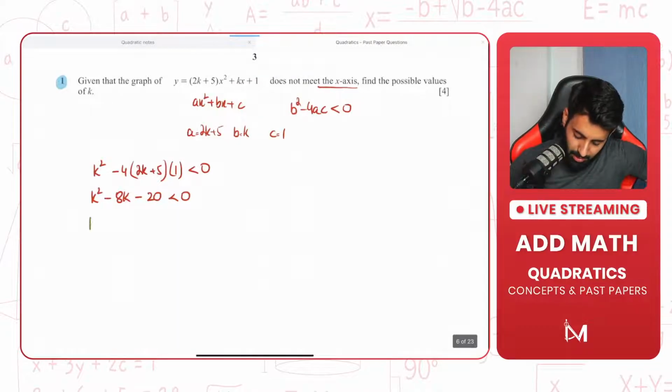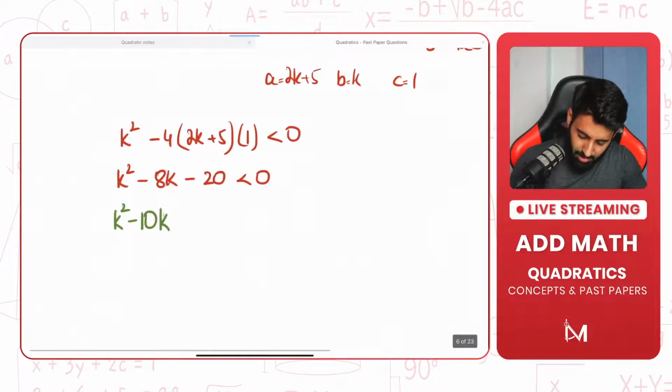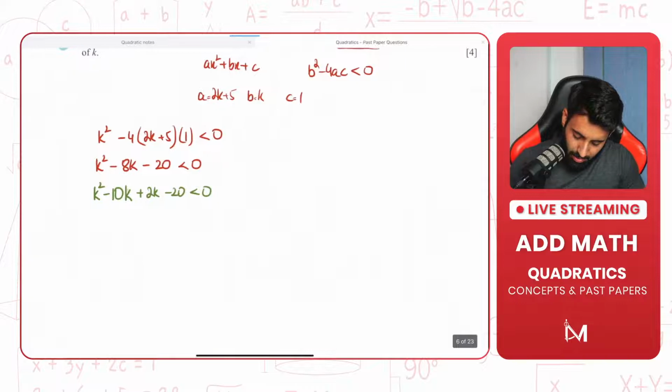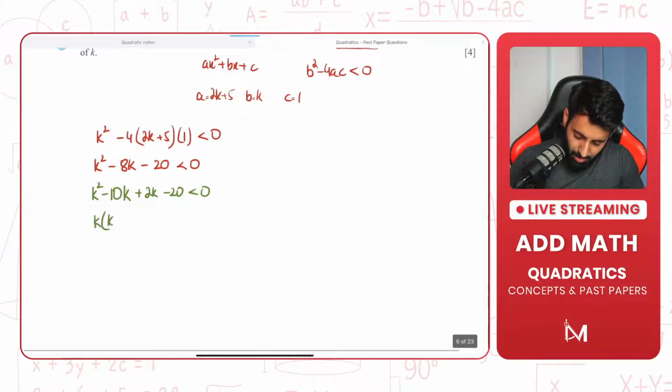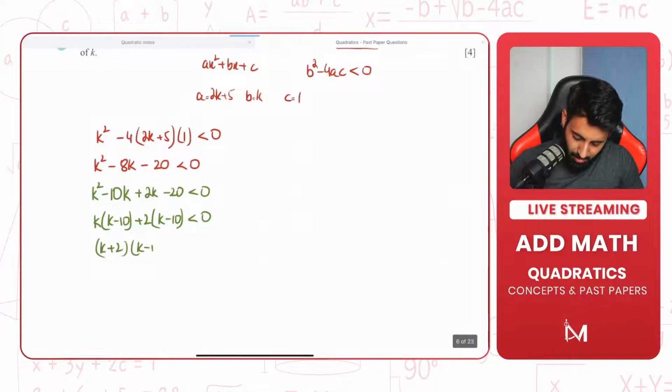So let's do that. k squared minus 10k and positive 2k are the two terms that we can use for middle term breaking. So minus 10k plus 2k minus 20 is less than 0. Now if you factor out k, we have k minus 10, and then here if you factor out 2, we have k minus 10 again, which is less than 0, which means k plus 2 times k minus 10 is less than 0.